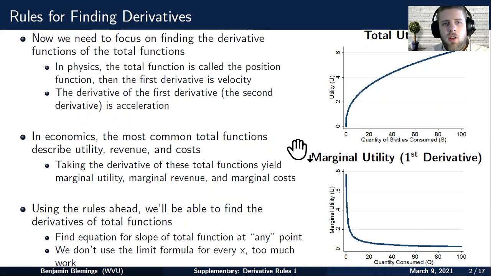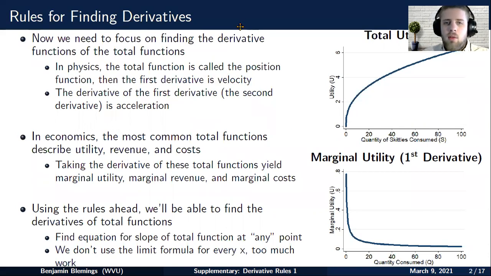So we need to focus on finding the derivative functions of total functions. So if you took calculus, you might have been introduced to this as the total function is the position function, and the first derivative is velocity. And then you'd have the derivative of the first derivative, which would be called the second derivative, meaning the acceleration of an object.